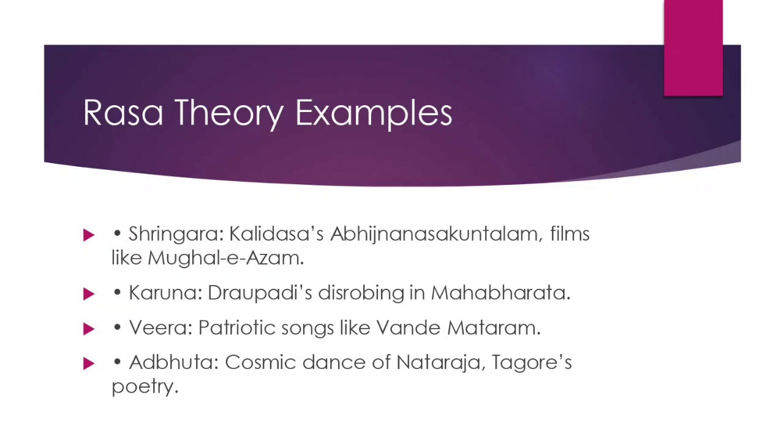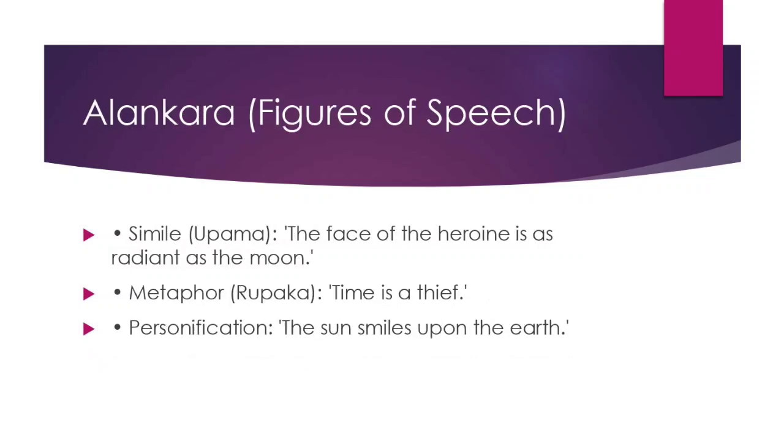Now if we talk about Draupadi's disrobing in the Mahabharata, it evokes Karuna rasa. We pity her. And if we talk about some patriotic songs like Bande Mataram, Bande Utkal Janani, they evoke Veera rasa, that is the rasa of heroism. And Adbhuta rasa, we feel by the cosmic dance of Nataraja, Rabindranath Tagore's poetry. So these are some of the examples of rasa theory. I hope after watching this video you'll never forget what rasa theory is, and please remember the names of the 9 rasas.